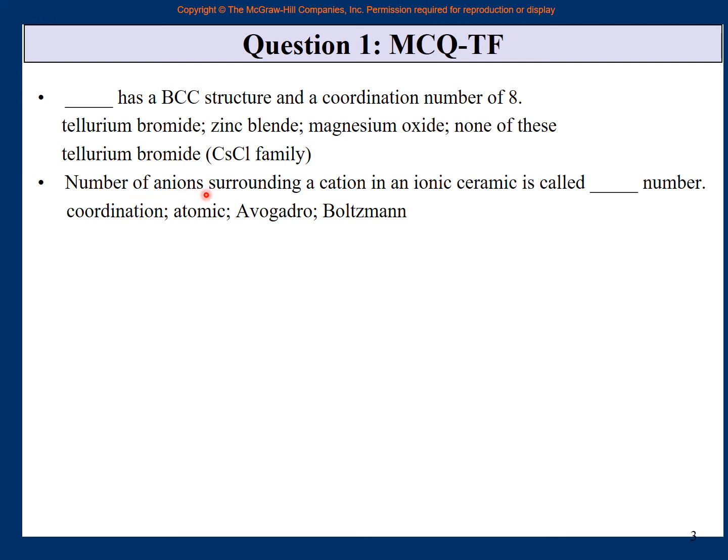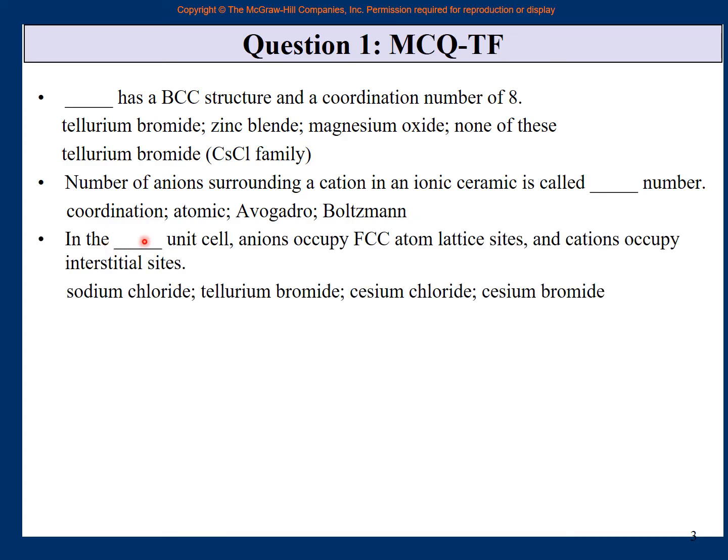Number of anions surrounding a cation in an ionic ceramic is called dash number. So this is very, very simple, right? It is not atomic number, it is not Avogadro number, it is not Boltzmann number. It is just coordination number, right? Coordination number is that in a ceramic, one type of atom is touching how many of the other types. There is anion and cation. So this is coordination number, a very simple one.